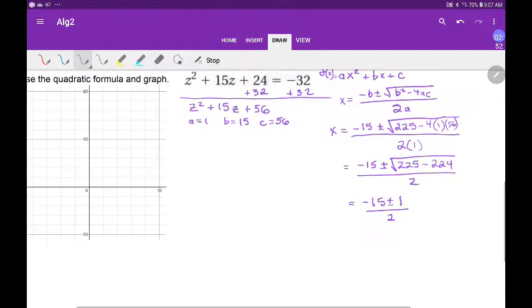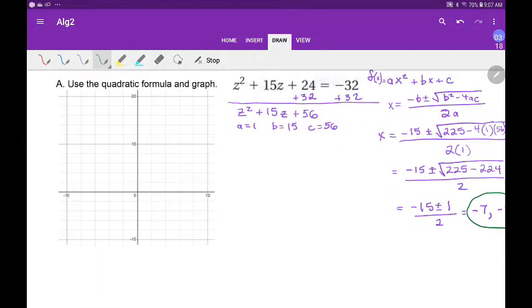And if I add that 1, then I'll have negative 15 plus 1, that's negative 14 over 2. Negative 14 over 2 is negative 7. And if I subtract that 1, I'll have negative 15 minus 1, that's negative 16, divided by 2 is negative 8. So I have two answers right there, and that is significant. Those are my two answers where I'm going to plot my points. And so, we're going by 2's here, right? So there's 7 and there's 8.